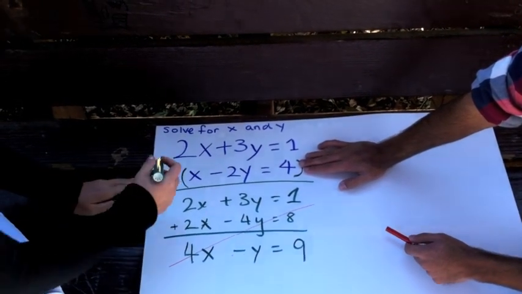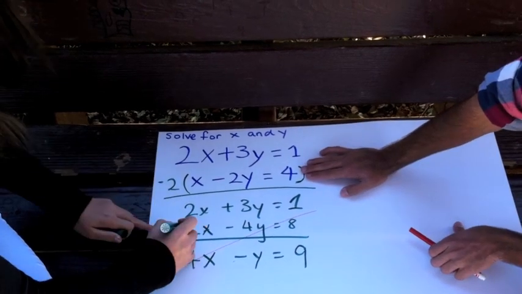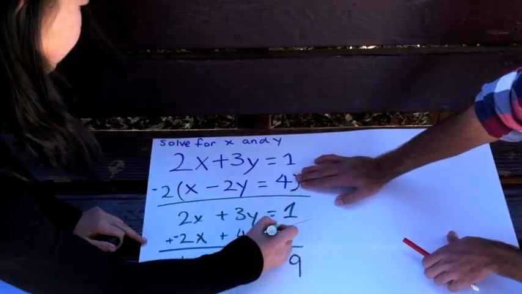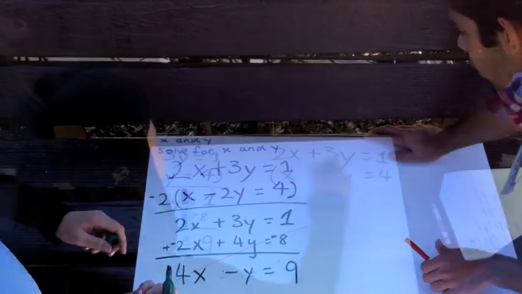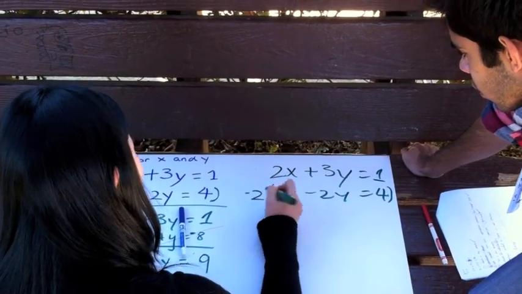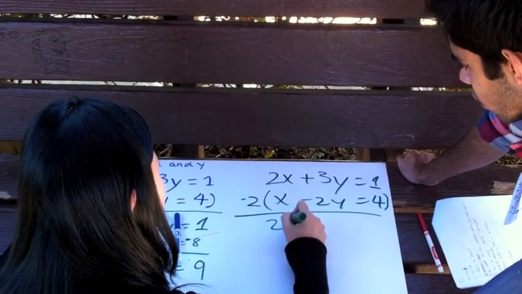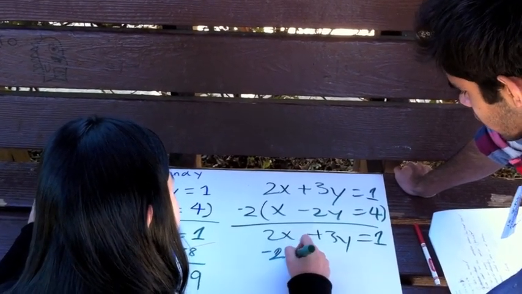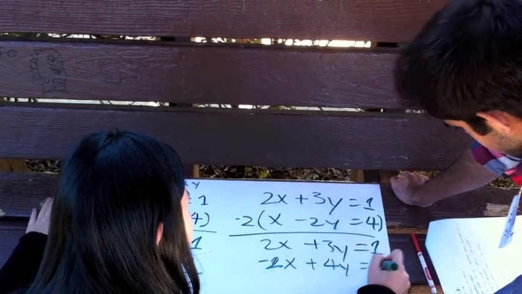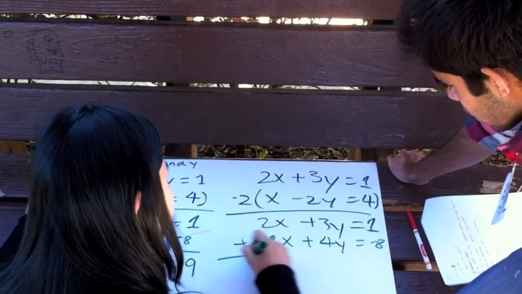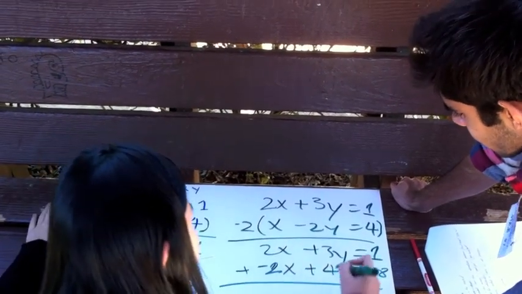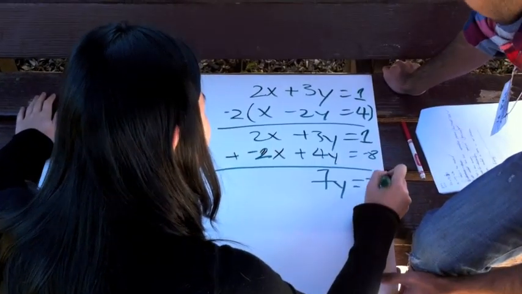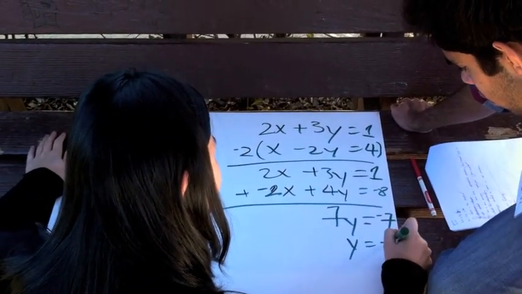So you mean something like this? Exactly. So this becomes -2x and 4y and -8. Yeah, but why don't you redo it? I multiplied this equation by -2 to cancel out the x, and I will have 2x plus 3y equals 1 on the top, and -2x plus 4y equals -8 on the bottom. Exactly. And then I add them to get rid of the x. So x is gone. Now I have 7y equals -7. Perfect.